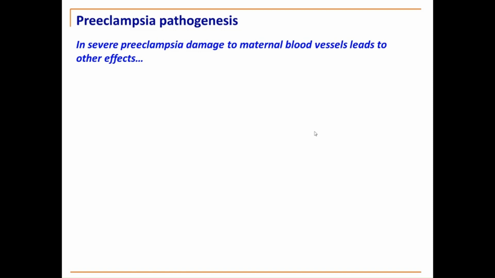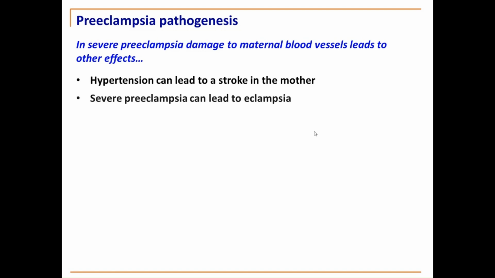So in severe preeclampsia, damage to maternal blood vessels leads to lots of other potential effects. That hypertension can lead to a stroke in the mother, either ischemic or hemorrhagic. Severe preeclampsia can lead to eclampsia, so those tonic-clonic seizures. And severe preeclampsia can lead to HELLP syndrome, and that's something we'll talk about in a few minutes.